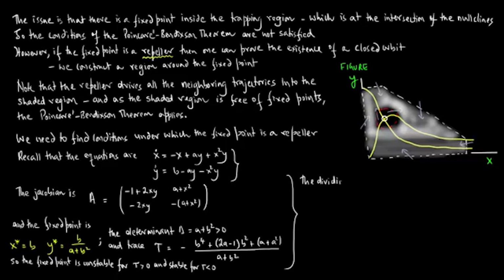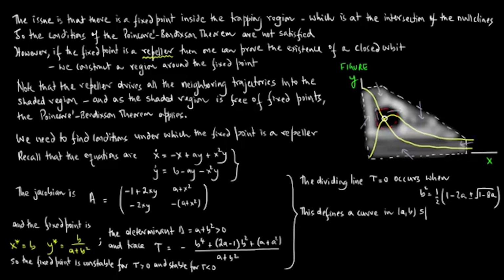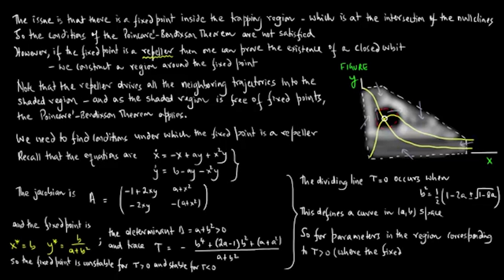The dividing line, tau equals 0, occurs when b squared is equal to 1/2 times (1 minus 2a plus or minus the square root of 1 minus 8a), and this defines a curve in the a-b space. So for parameters in the region corresponding to tau greater than 0, that is where the fixed point is unstable, the system has a closed orbit.